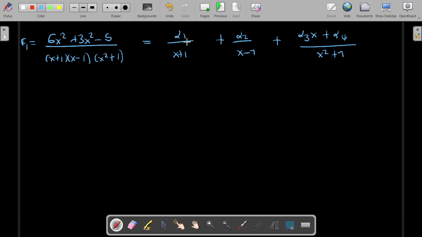So we need to find the value of alpha 1 and the value of alpha 2. Now here we can easily find the value of alpha 1 and the value of alpha 2.